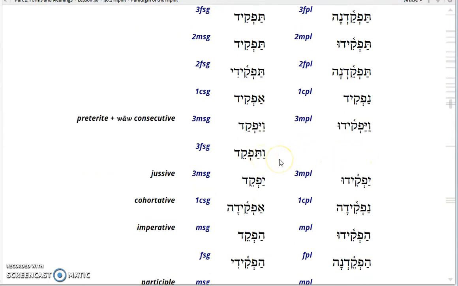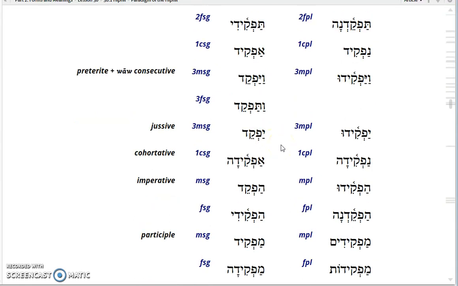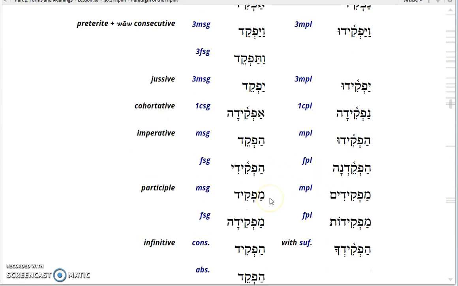And then with the vav consecutives, it behaves as you would expect. Again, if you have an aleph, you cannot double the preformative and you'll get compensatory lengthening. And he gives you the masculine singular and the masculine plural of the jussive here. And he gives you the first common singular and first common plural of the cohortative, which does have the hireq yod all the way through.